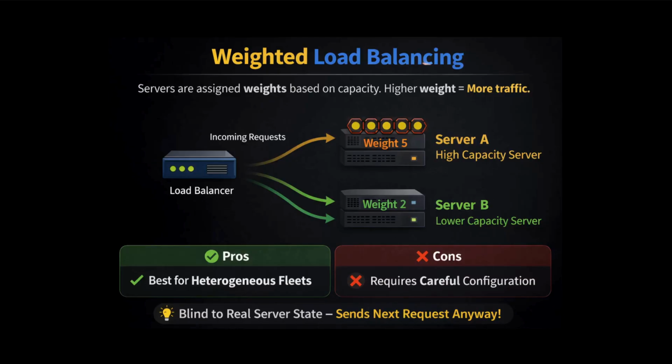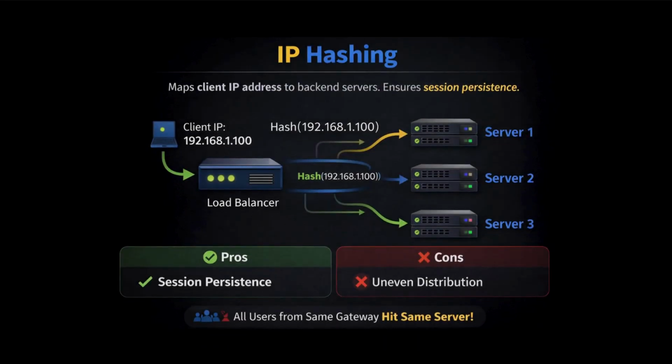Sometimes it's vital that a specific user stays glued to a specific server for their entire session. For that, we turn to IP hashing. With IP hashing, the load balancer takes the client's IP address and runs it through a mathematical function, a hash, to map it to a specific server. Essentially, hash IP equals a specific server.